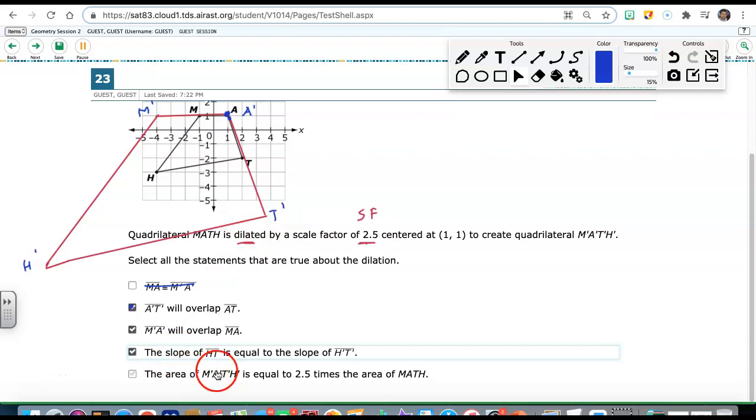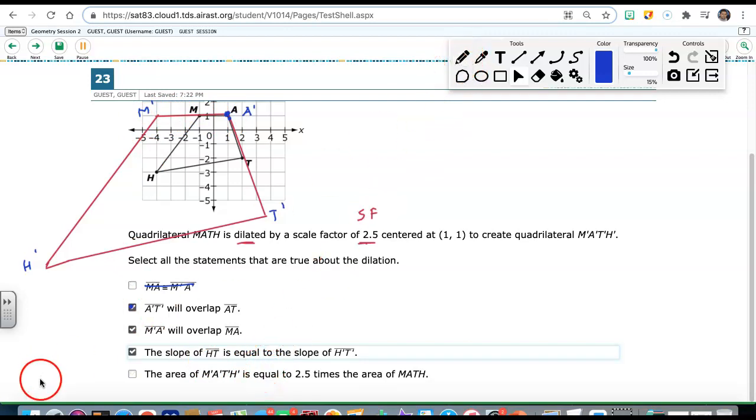The last one: the area of M prime A prime T prime is equal to 2 times the area of MAT. Holy cow, no, not really. Not because it got dilated, because technically it got dilated by 2.5 on every side. So my area is not going to go to that.